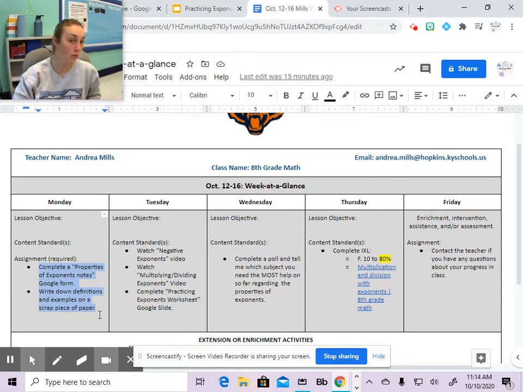I will not grade this Google form, but you still need to do it because you have to write down the definitions and examples on a scrap piece of paper. That way, when we have a quiz or a test, you have those notes with you so you can be more successful on the test. Because again, any note I give you, Desmos, calculators, homeworks, you can use all of that on the test. So just make sure that you do all this stuff so you'll be successful on the test.